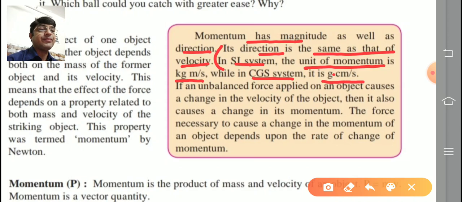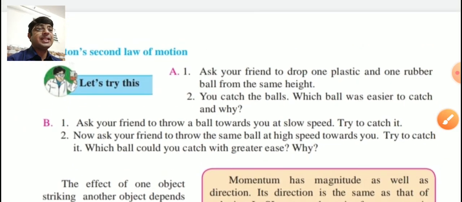Make a dot here. If an unbalanced force applied on an object causes a change in the velocity of the object, then it also causes a change in its momentum. Change in velocity, so change in momentum also occurs, because both are directly proportional to each other. The force necessary to cause a change in the momentum of an object depends on the rate of change of momentum, and the same concept was introduced by Newton in his second law.